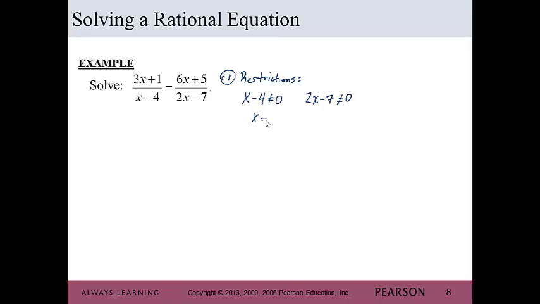Adding 4 on both sides, we're going to have x does not equal 4. And this will come out to be x does not equal 7 over 2. Add 7 on both sides, then divide by 2. These are our restrictions. So once we have our restrictions, we're going to go over now and find the LCD. So again, take a moment, find your LCD, and hopefully you got it to be x minus 4 times 2x minus 7. And you're going to multiply every term by the LCD.